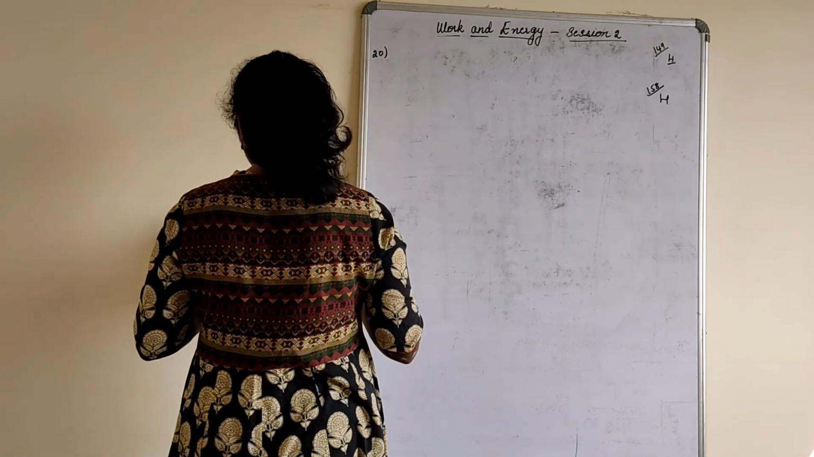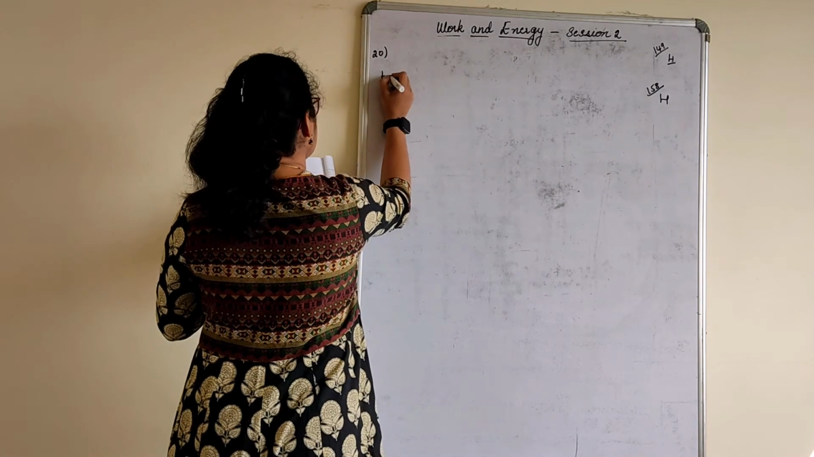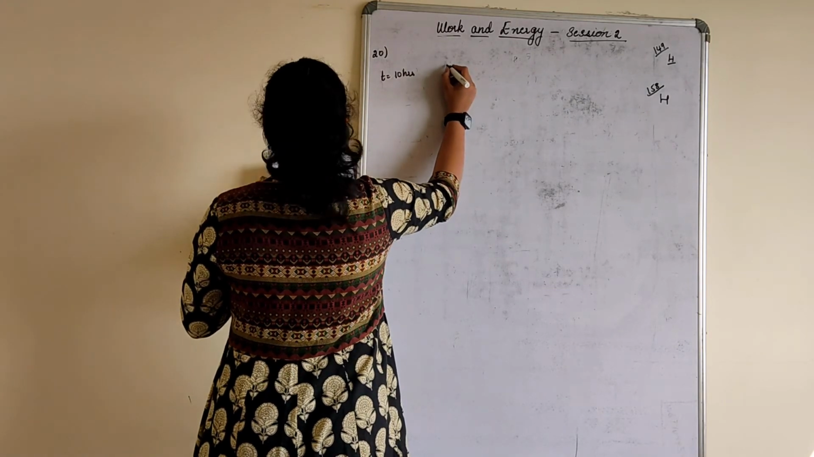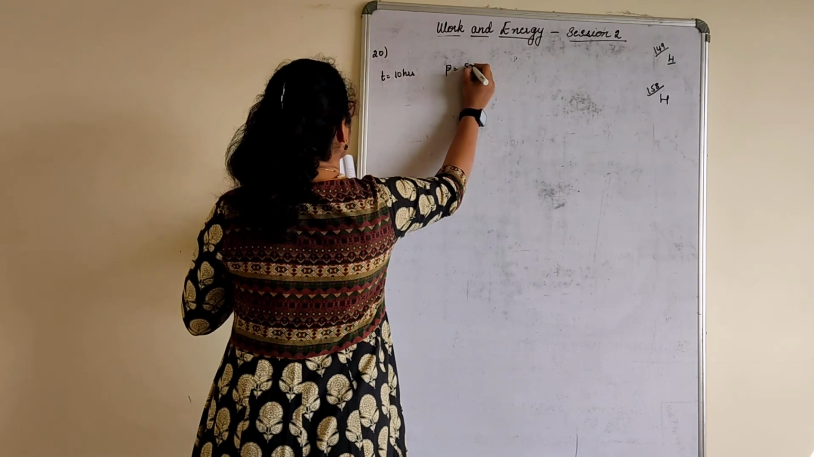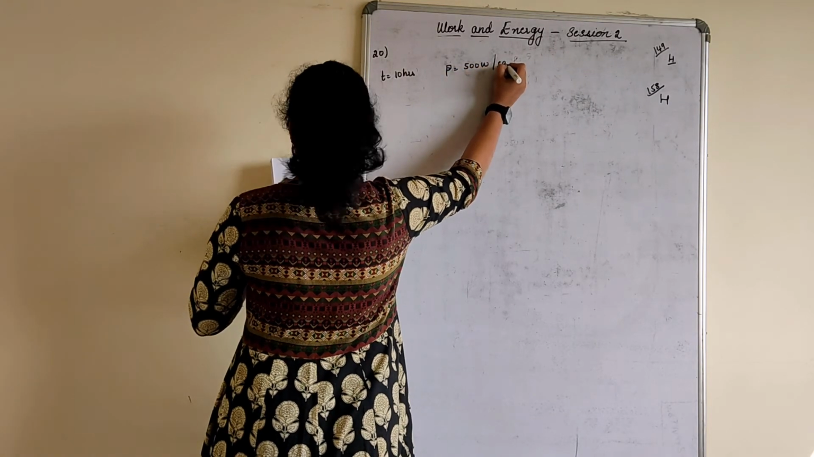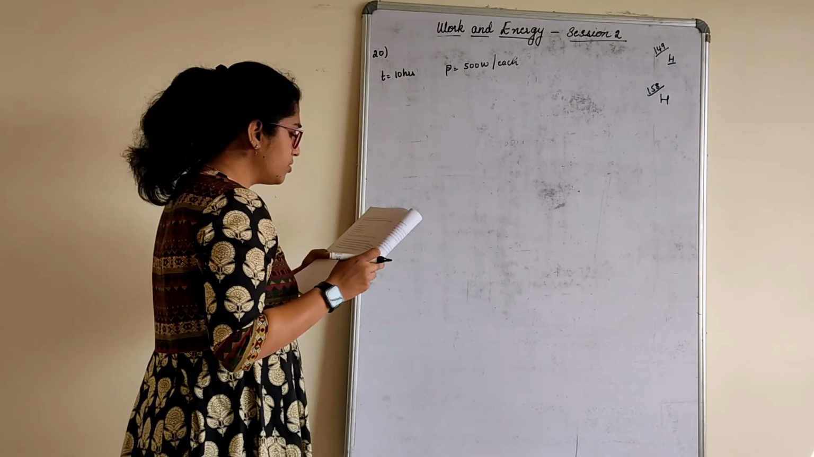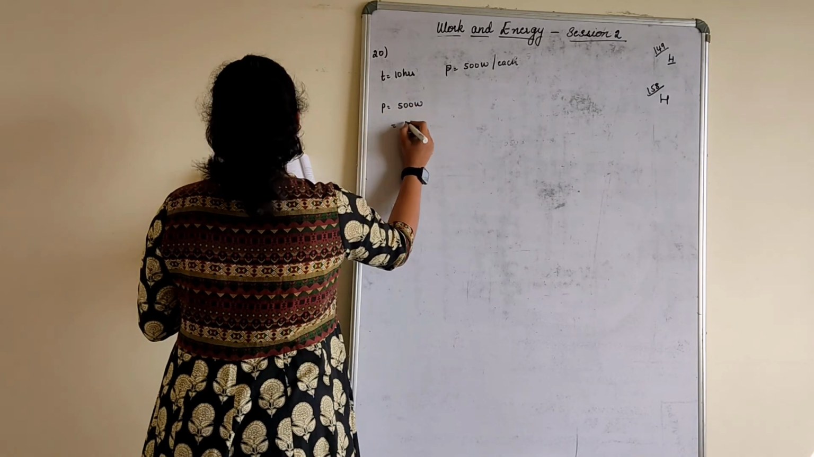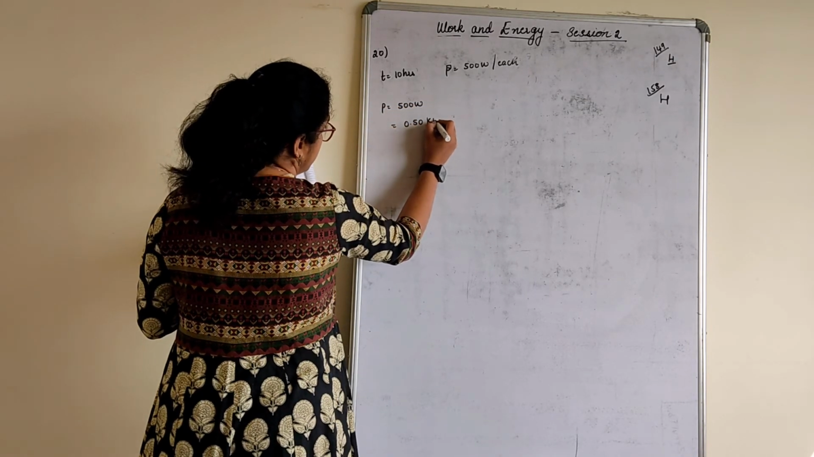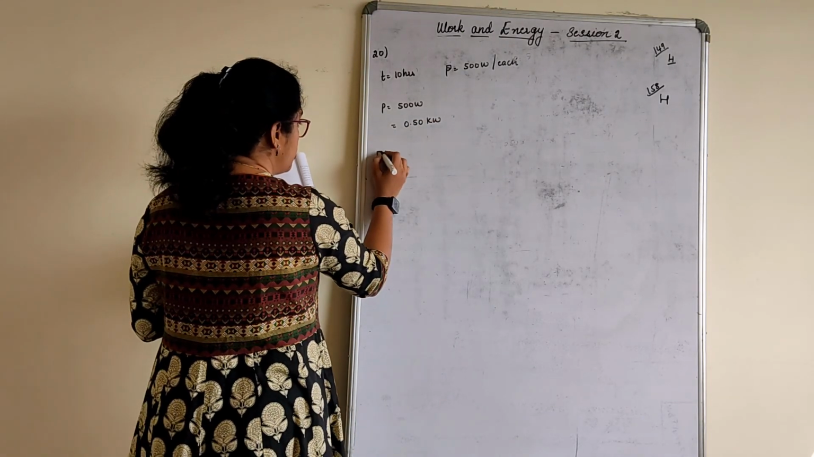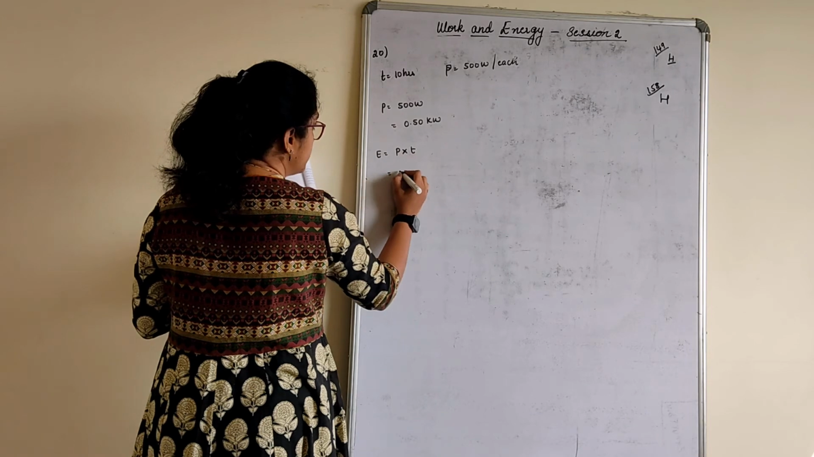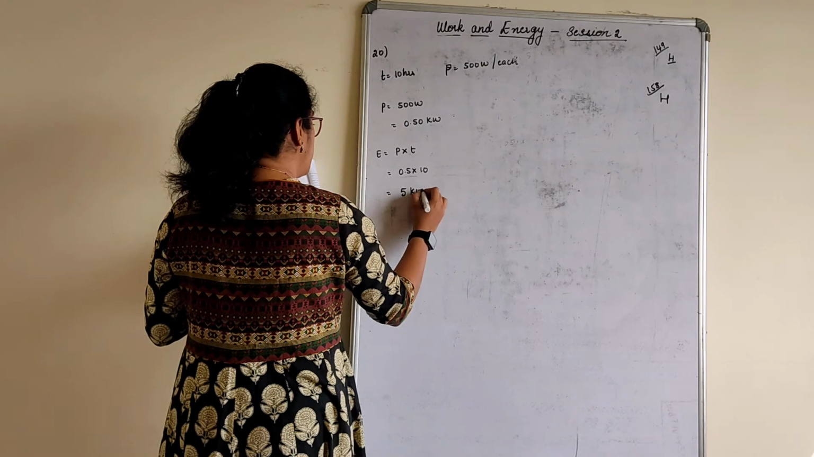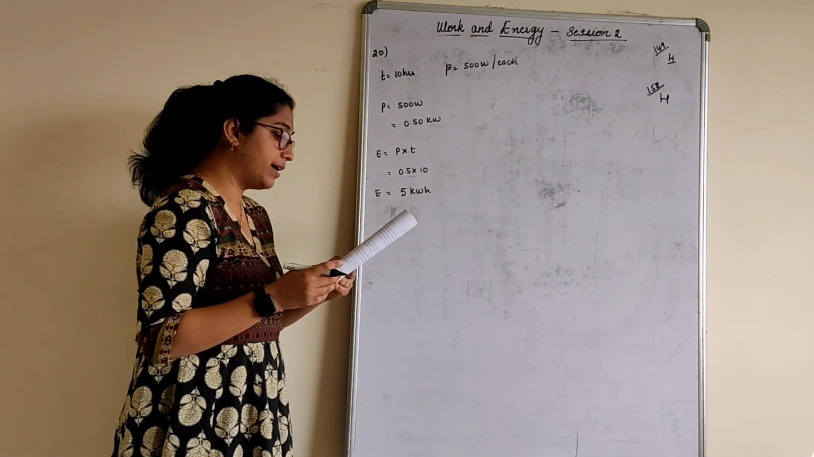Find the energy in kilowatt hour consumed in 10 hours by 4 devices of power 500 watt each. Okay, so power is given in terms of 500 watt, so we have to convert that into 0.5 kilowatt. First of all, energy consumed is equal to P into T, power into time, 0.5 into 10, so that is nothing but 5 kilowatt hour.